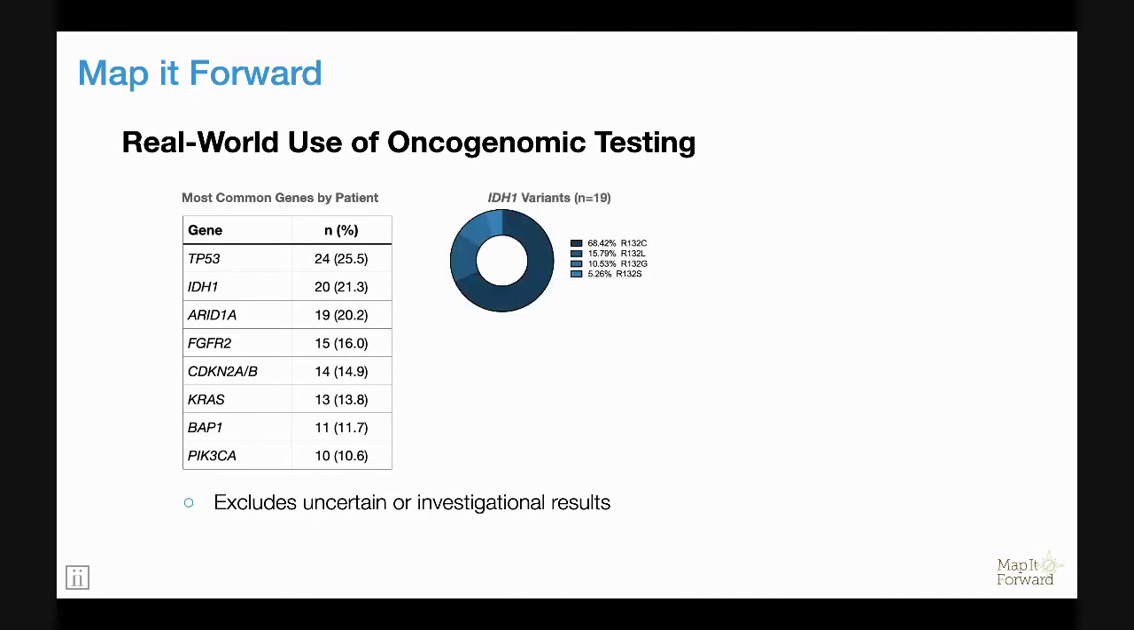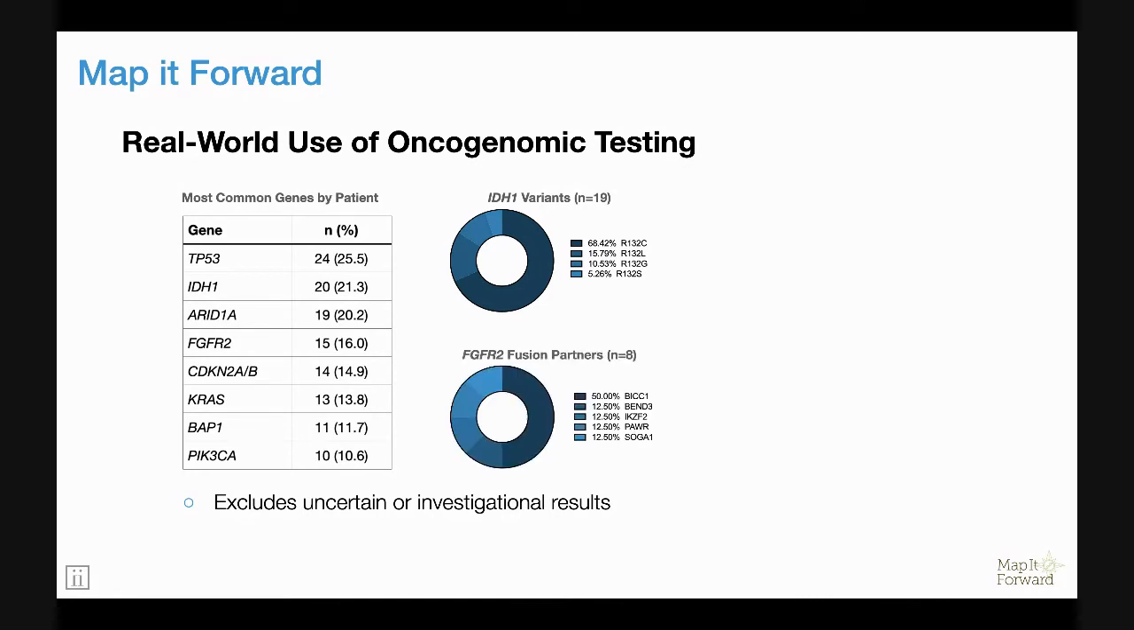Looking specifically at IDH1 variants, we know that there is a specific hotspot mutation in IDH1 that preferentially affects the arginine residue at position 132. And similar to what has been previously reported in cholangiocarcinoma, we also see the common R132C in our population, representing more than half of IDH1 variants, but we do observe some other R132 variants as well.